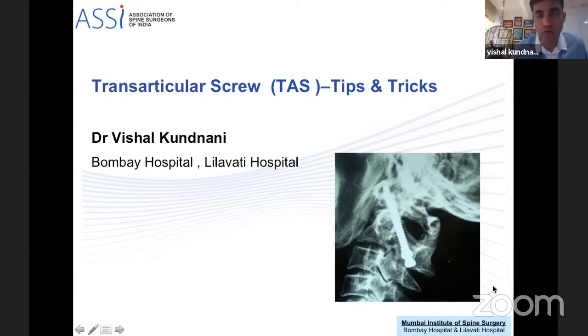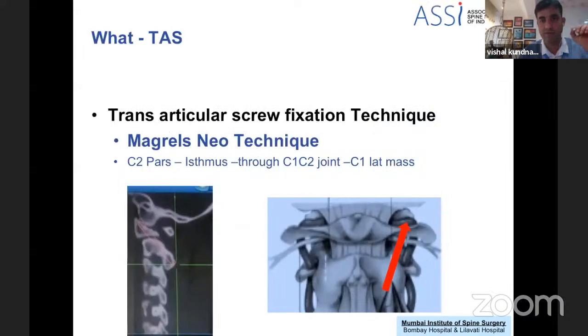Thank you, Dr. Mihir. I'm going to just show a different perspective of C1, C2 fusion. Like Dr. Mihir just highlighted, there is nothing called irreducible C1, C2 fusions, and I would probably try to emphasize upon the very fact that every subluxated or dislocated C1, C2 joint can be fixed by a transarticular screw, which is, to my hands, the gold standard of C1, C2 fusion. What is transarticular screw fusion?